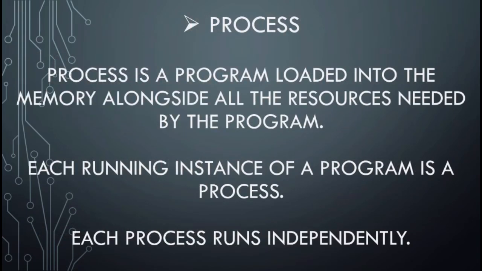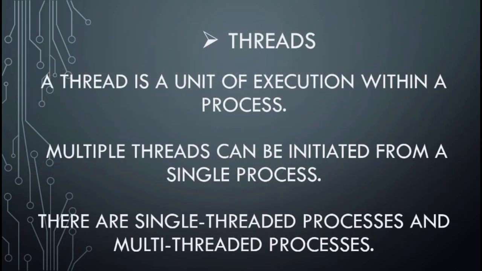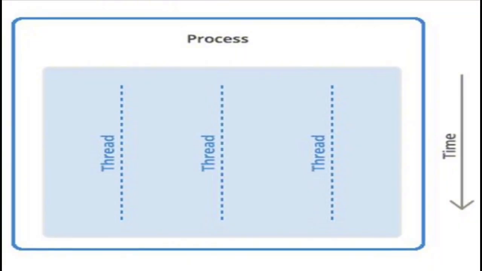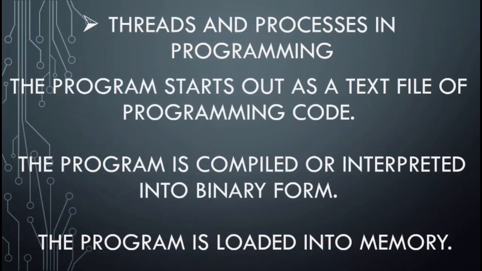Now we'll go to process. A process is a program loaded into memory alongside all the resources needed by the program. Each running instance of a program is a process. Each process runs independently. Threads: a thread is a unit of execution within a process. Multiple threads can be initiated from a single process. There are single-threaded processes and multiple-threaded processes. This is a visual representation of process and thread. We can see that a process is somewhat like a parent, whilst threads are like the children. A simple understanding of threads and processes in programming.